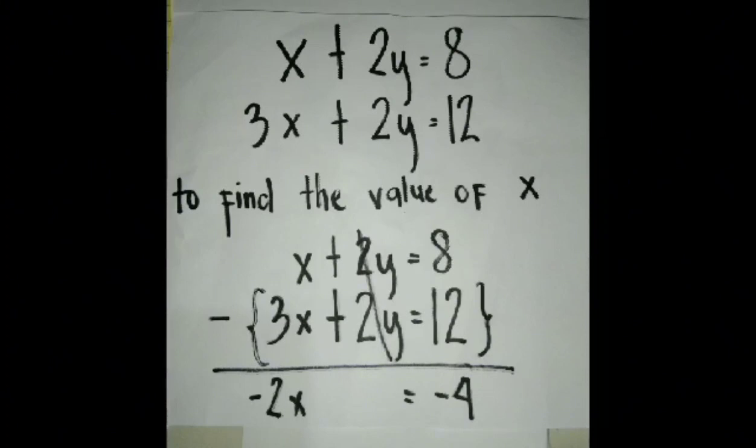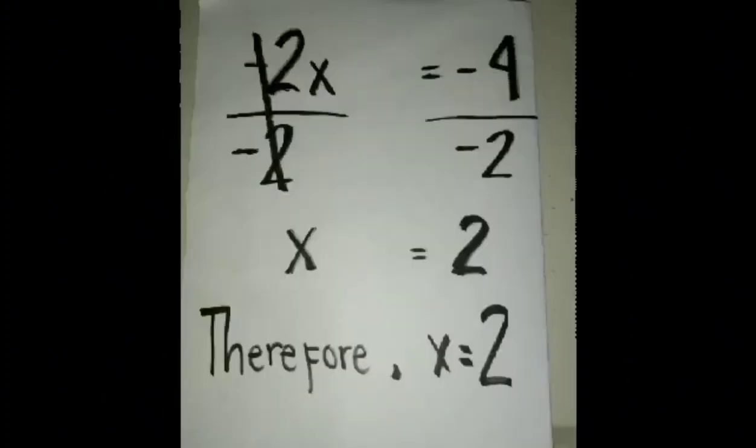And then, 8 minus 12 is equal to negative 4. So to continue, we already have negative 2x is equal to negative 4. And then we are going to use the division property of equality, where we divide negative 2 on both sides in order to find the value of x. So we have negative 2x divided by negative 2 is equal to x. And on the other side, negative 4 divided by negative 2 is positive 2. Therefore, our x is equal to 2.